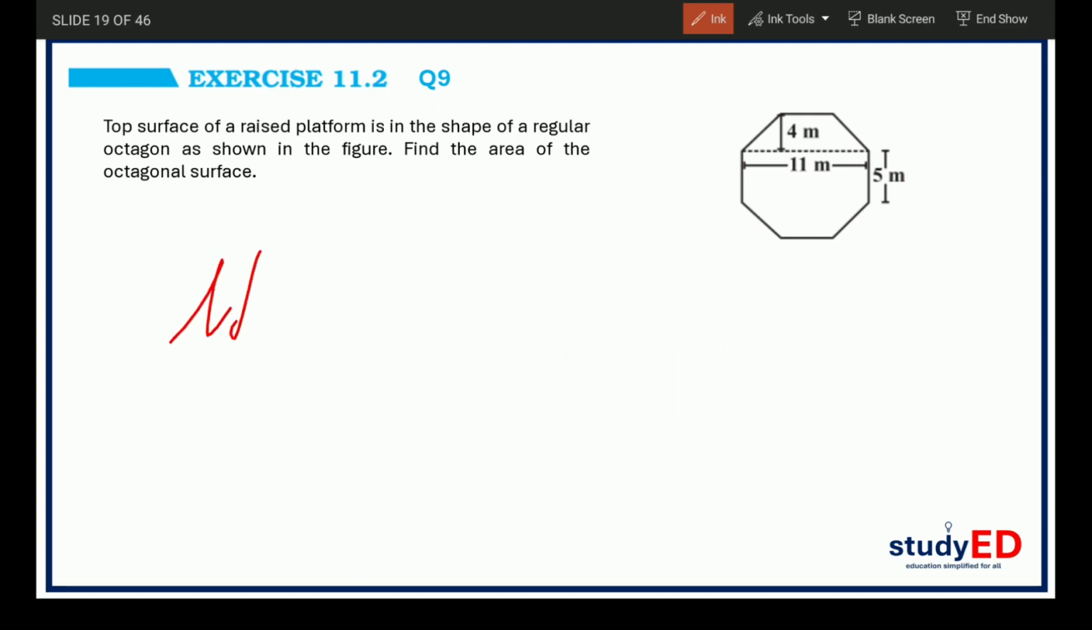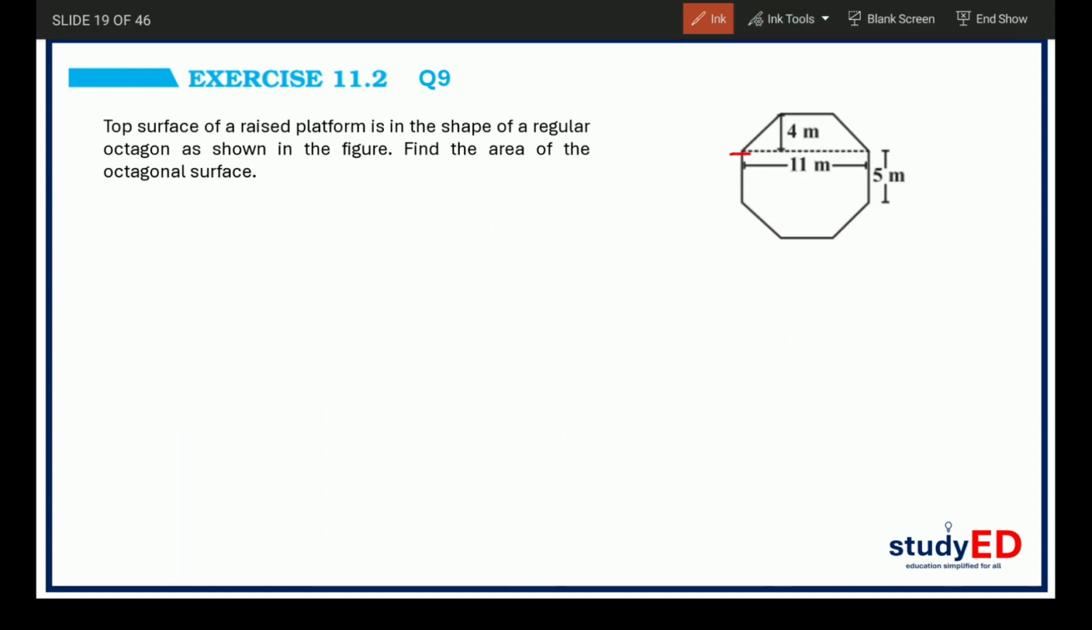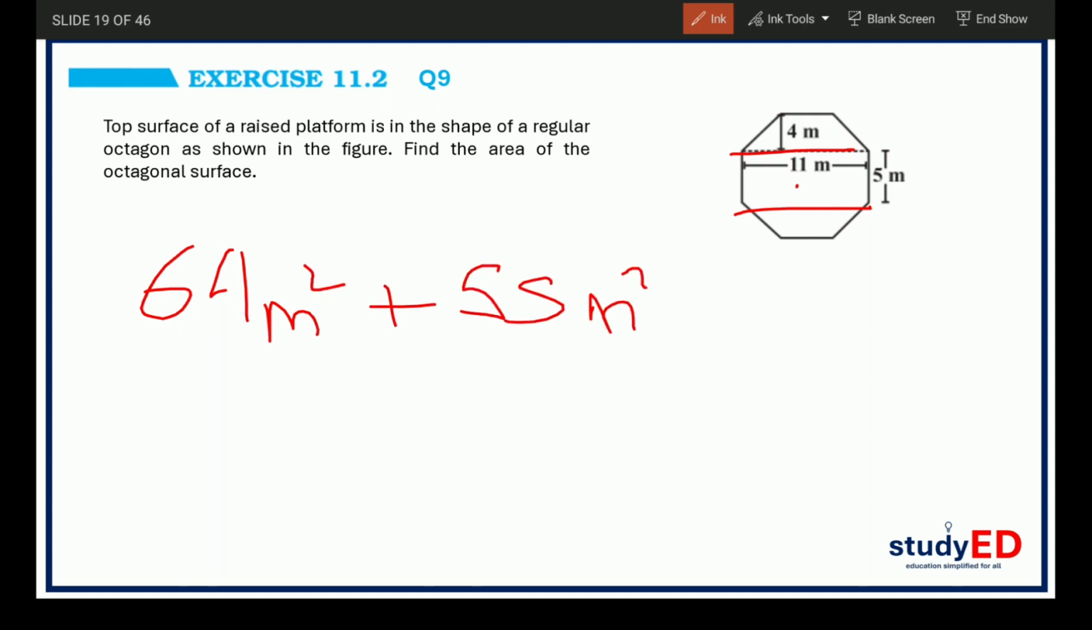It's L times B here, and using this figure we have 11 as the length and 5 as the breadth. So L times B is equal to 11 into 5, which is equal to 55 meters square. Now we have the areas of both of these figures and this one as well. So we just add them. The areas of both the figures was 64 meters square, and now 11 into 5 is 55 meters square. Add it. What is the answer you get?